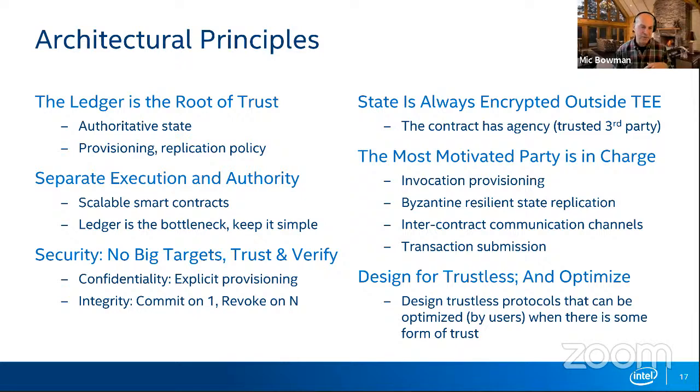So it's the idea that we're very optimistic, which allows us to go fast, but we still have the ability to do the kind of revocation on something if we can prove that something's been broken that way. As I've already said, the state's always encrypted outside the trusted execution environment, which has some really interesting properties. That the object itself has agency.